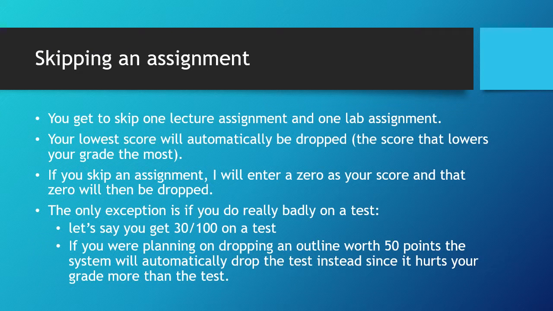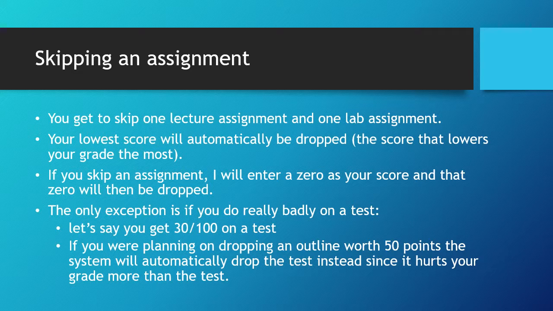I give you the ability in the course to skip 1 lecture assignment and 1 lab assignment. Your lowest score will automatically be dropped from the course, and this is the score that lowers your grade the most. So if you choose to skip an assignment, I'll enter a 0 as your score since you didn't do that assignment, and then that 0 will automatically be dropped if it's your lowest score.